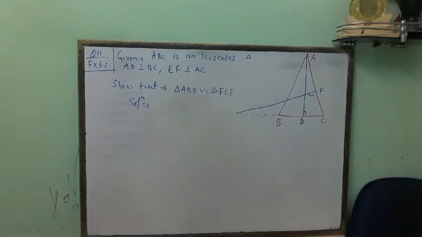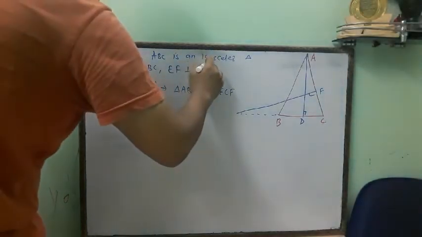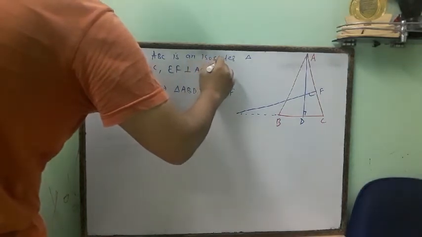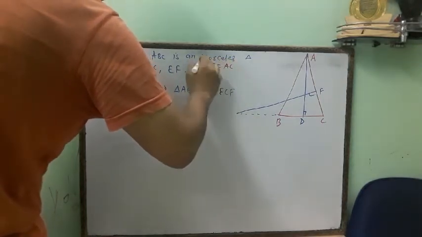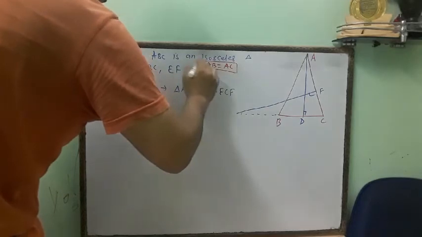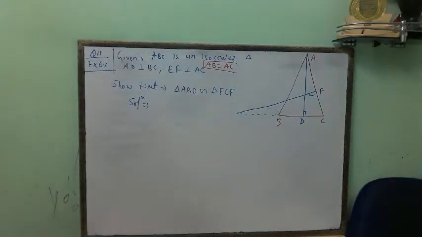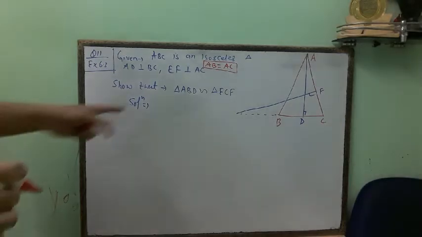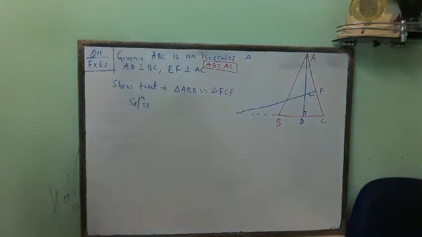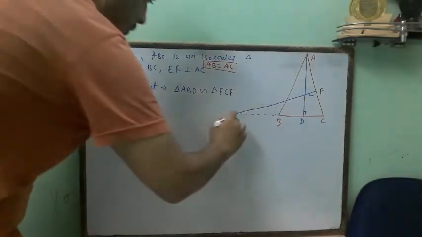Now student, this is question number 11 of exercise 6.3. The question is, ABC is an isosceles triangle such that AB is equal to AC. It is given that AD is perpendicular to BC, and EF is perpendicular to EC. We have to show that triangle ABD is similar to triangle ECF. So here is the E point.